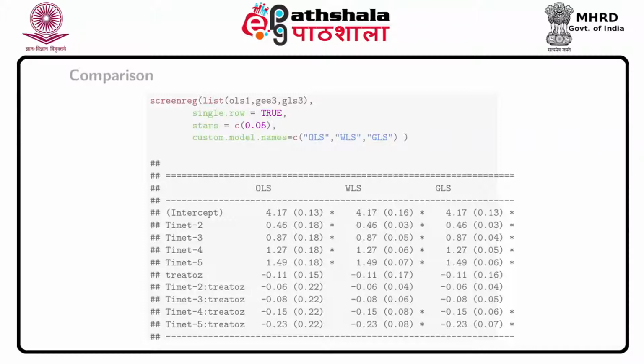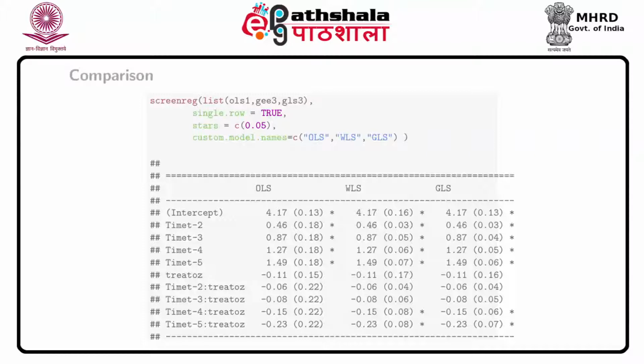In general, the standard errors of weighted least squares and GLS are much less than the standard errors of OLS. Further, GLS has even lower standard errors as compared to WLS. So let's see what we are getting from the three models. For both WLS and GLS, the correlation structure was specified as AR1.